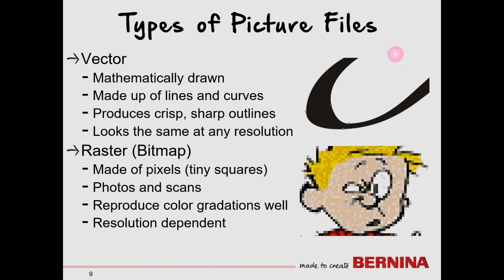A raster or a bitmap is made up of small squares of color, and you'll find bitmaps in photographs and in scans. And generally, bitmap images are much more realistic. However, when you increase the size of a bitmap, it does lose clarity.